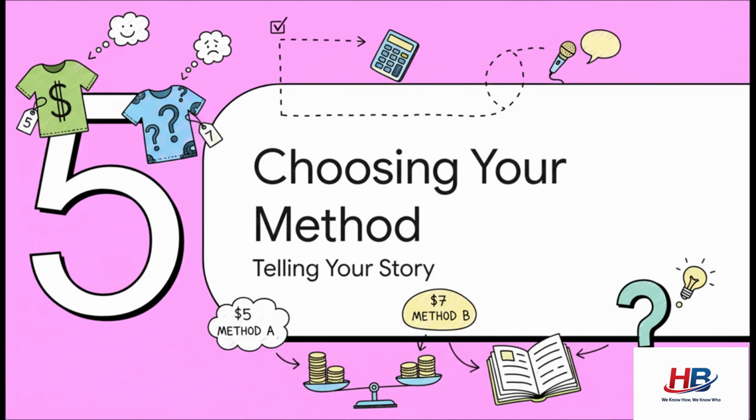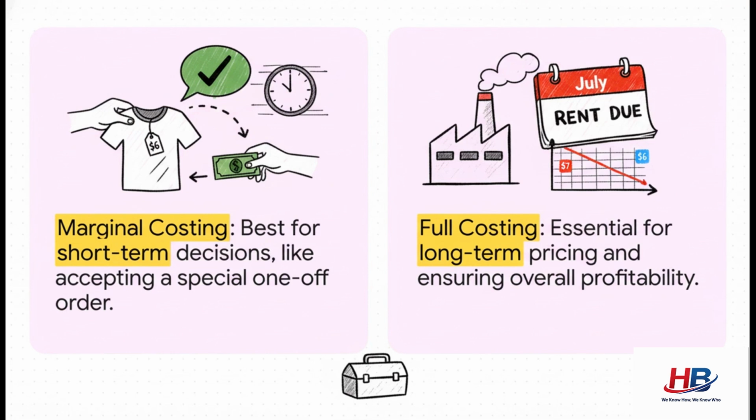Well, the truth is, it completely depends on the story you need your numbers to tell you right now. The best way to think about this is like having different tools in a toolbox. Marginal costing, that's your go-to for short-term, in-the-moment decisions. Let's say a customer comes in and wants a special one-off order, but they'll only pay $6 a shirt. Marginal costing tells you, yeah, go for it, because your cost is only $5. But full costing, that's what you need for long-term survival. It answers the big question. If I sell all my shirts for $6, am I actually covering my rent and making a profit? And full costing tells you, no way, because your real cost is $7. You'd actually be losing $1 on every single shirt you sell.